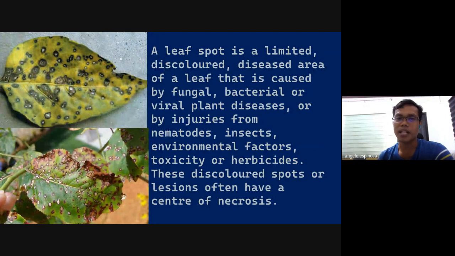And we have a leaf spot. It is a limited, discolored, diseased area of a leaf that is caused by fungal, bacterial, or viral plant diseases, or by injuries from nematodes, insects, environmental factors, toxicity, or herbicides. Pwede din yun. Okay? So, these discolored spots or lesions often have a center of necrosis. So, this is an example of leaf spots.